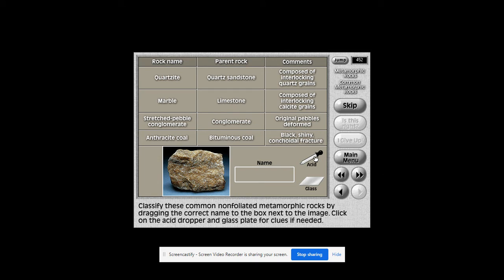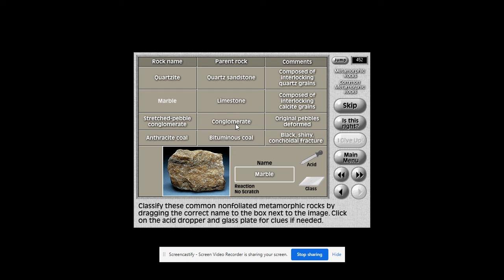Here we have, let's try the acid. Oh, there's a reaction. You know what that means? That's right, it's made of calcium carbonate. Calcium carbonate reacts with acid, and therefore it must be a metamorphosed limestone, which is marble. Oh, let's see if it scratches glass. No, no scratch. Marble is too soft to scratch glass, but it will react with acid because it's made of calcium carbonate. Quartzite is the metamorphic equivalent of quartz sandstone. Marble is the metamorphic equivalent of limestone.